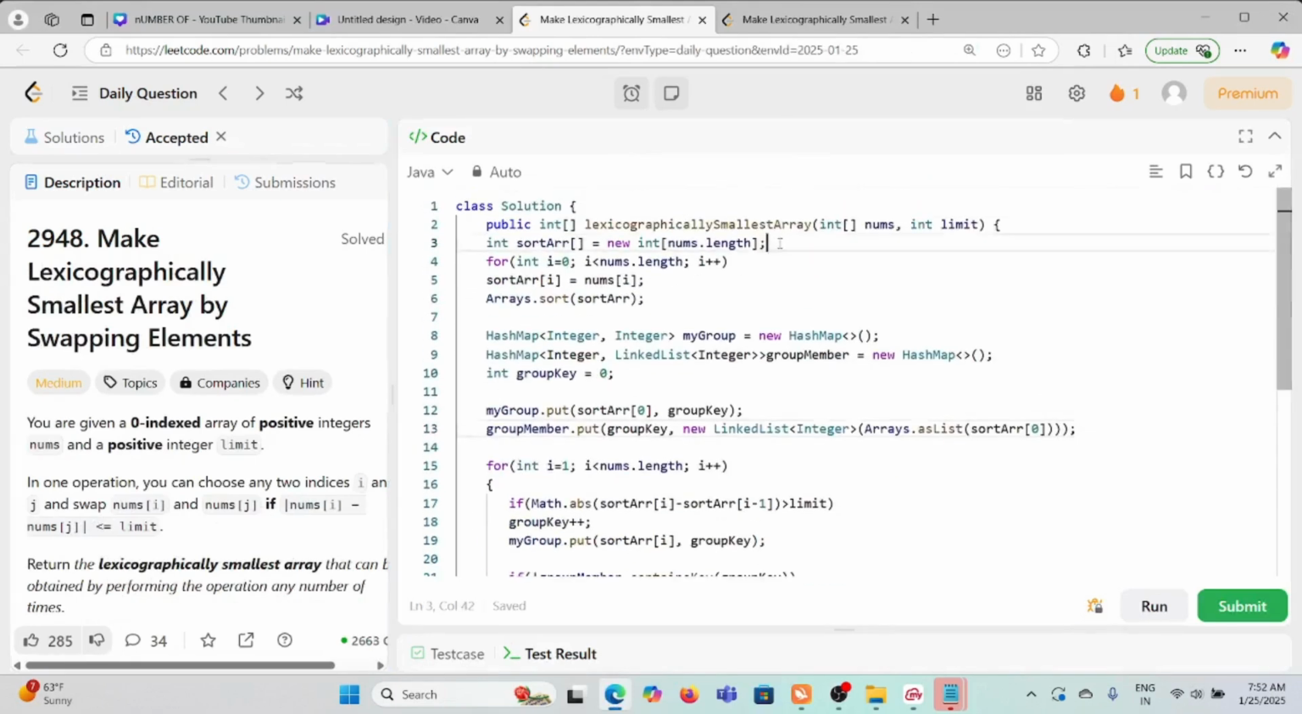What I am doing here, this is my sorted array. I just created it for the same as this nums. I am taking all the numbers into this sorted array and then sorting it. After sorting, these are my two hash maps we just talked about. One for integer to integer: for every integer, in what group ID they are falling, I am calling this my group. And then I have another hash map which is integer to list of the integers.